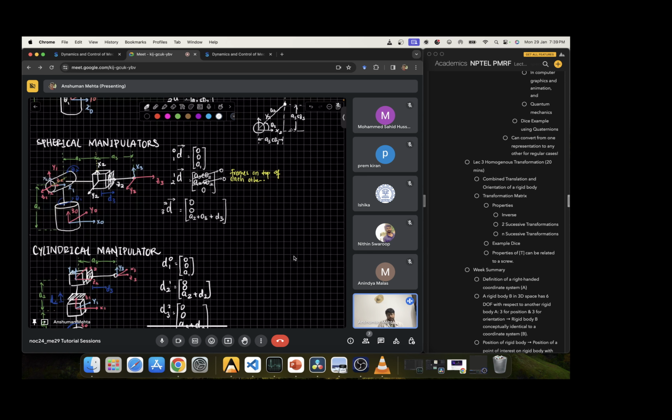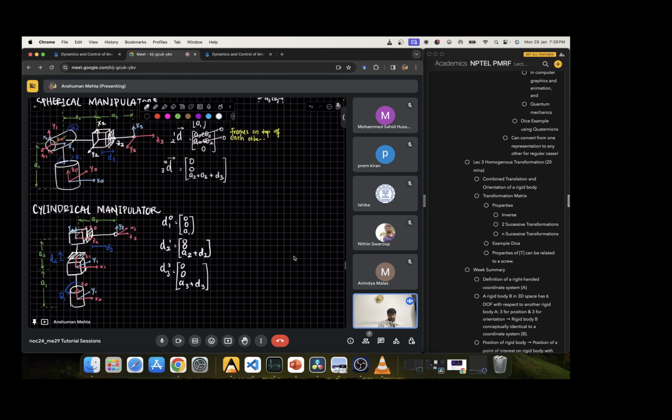Okay, just look at the figure and correlate with that, and if you have any trouble you can ask in the next tutorial. But we will be covering these four types of manipulators in detail, I hope.